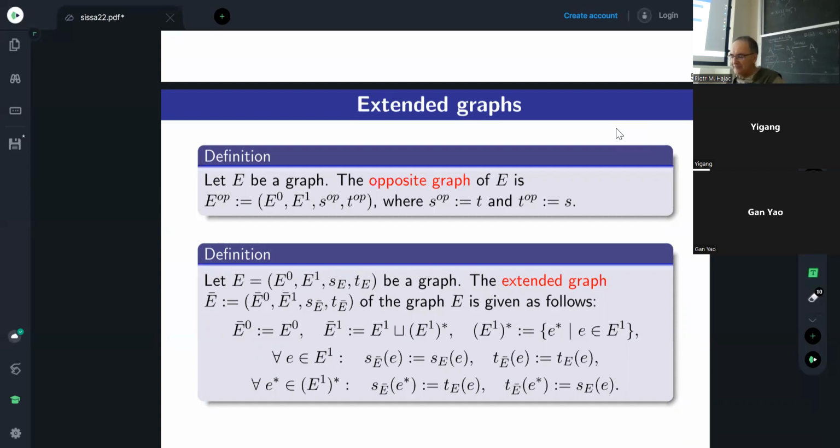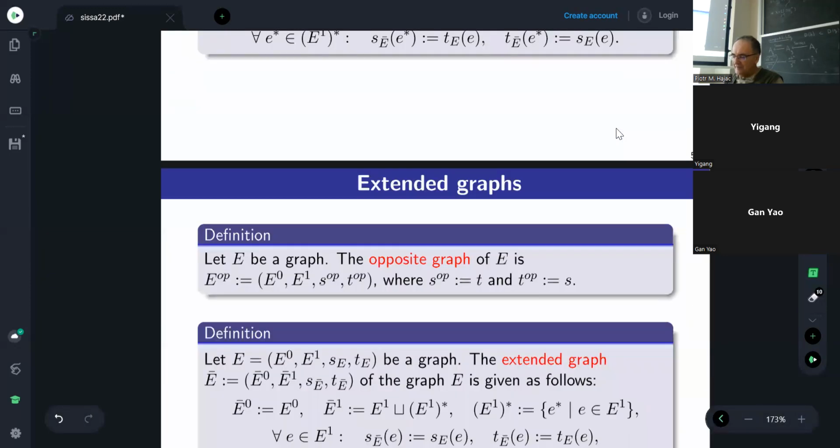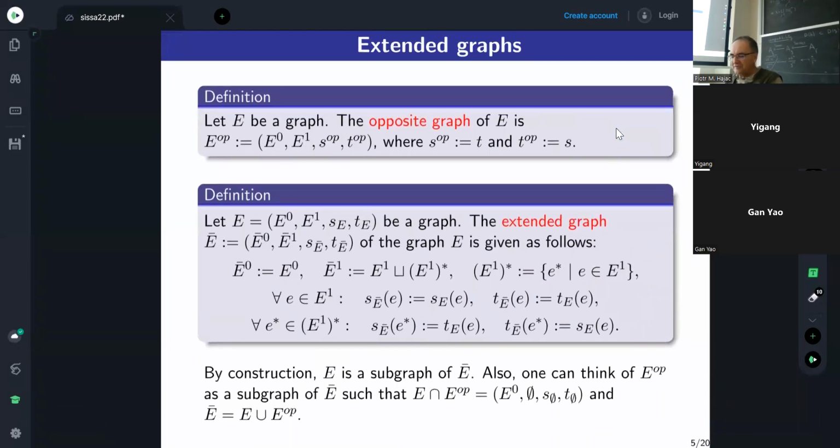So you double your set of edges, and now for these starred edges, the beginning of a starred edge is exactly the end of the edge, and the end of the starred edge is the beginning of this edge. All right, so here the formulas are written down. For a lawyer to verify that everything works, you can check everything holds. And now you can think about it as actually the union of a graph and its opposite. When you intersect the graph and the opposite graph, then the intersection of edges will be empty, right?